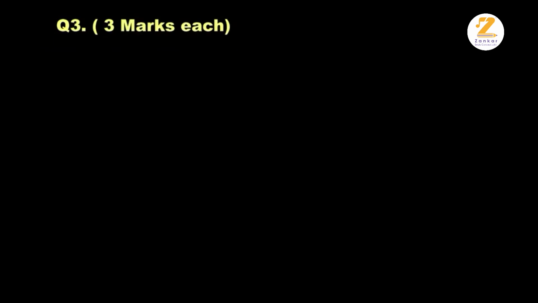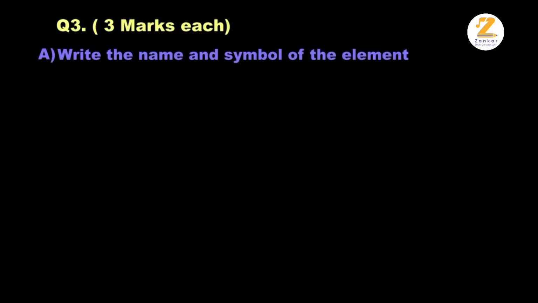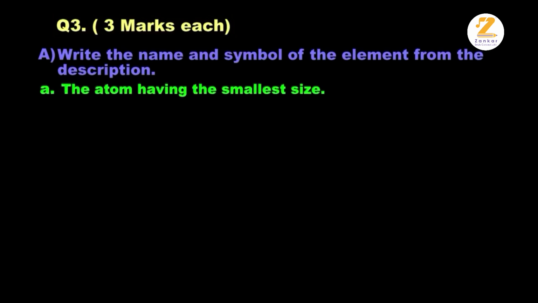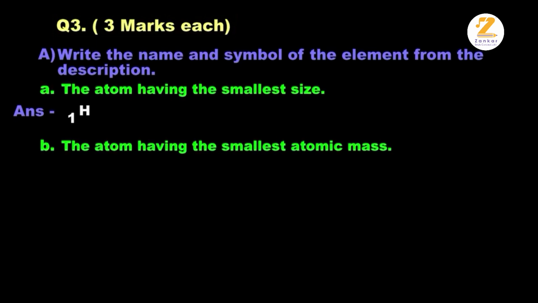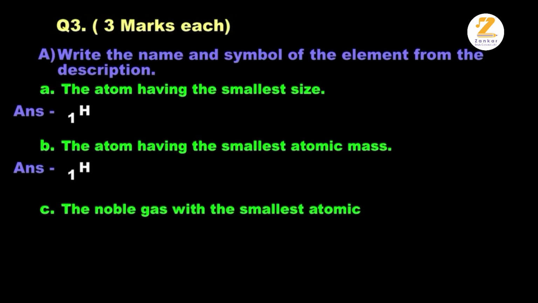Question 3, 3 marks each. Write the name and symbol of the element from the description. The atom having the smallest size. Hydrogen 1. The atom having the smallest atomic mass. Hydrogen 1. The noble gas with the smallest atomic radius. Helium.